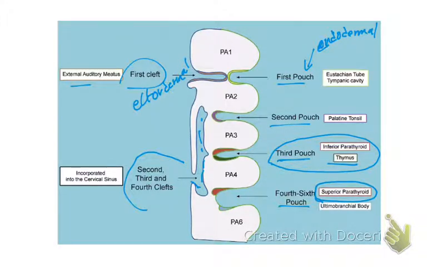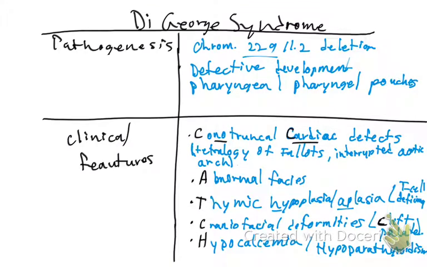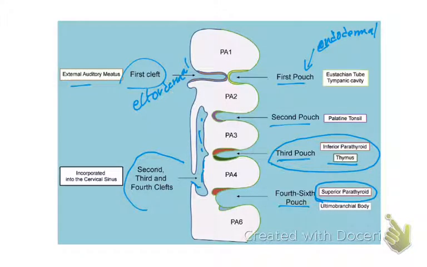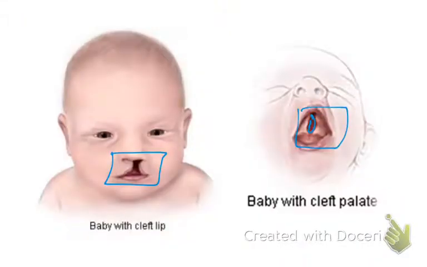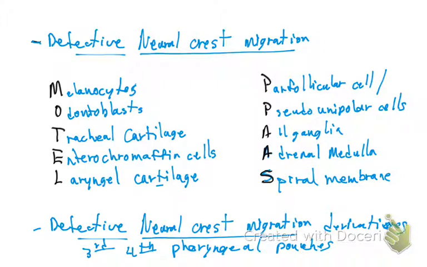Now, if there is a failure in one of those pharyngeal pouches and the patient has the other characteristics that we mentioned, then the patient has DiGeorge syndrome. So those are the connections, and it is important that we keep that in mind. The third and fourth pharyngeal pouches are defective because the neural crest cell migration is failing. Now, what else can we mention about this?